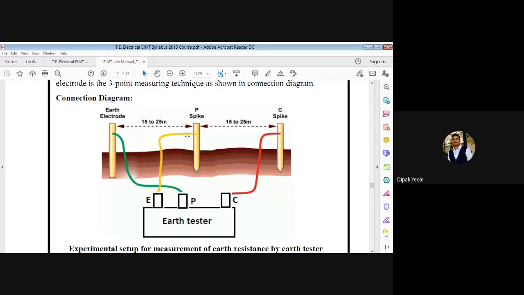You may understand that the P terminal should have gone into P, but sometimes there can be a necessity, to get the desired, or you can say the accurate measurement of earth resistance, so we have to change these two terminals. Yes, and this is called the earth tester.